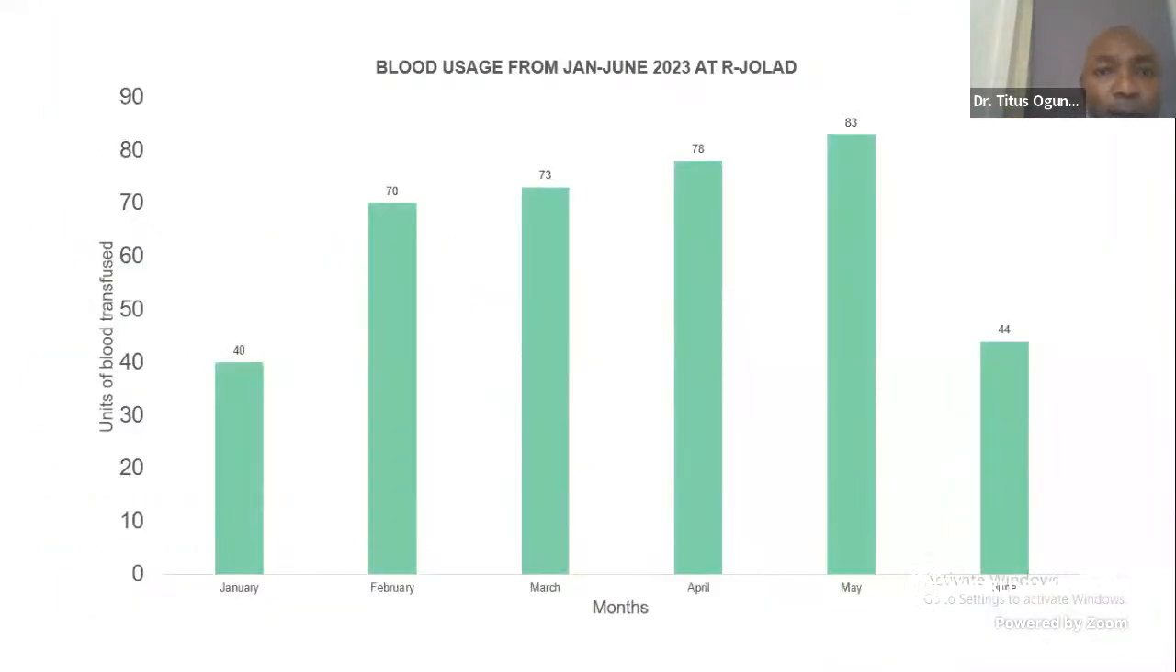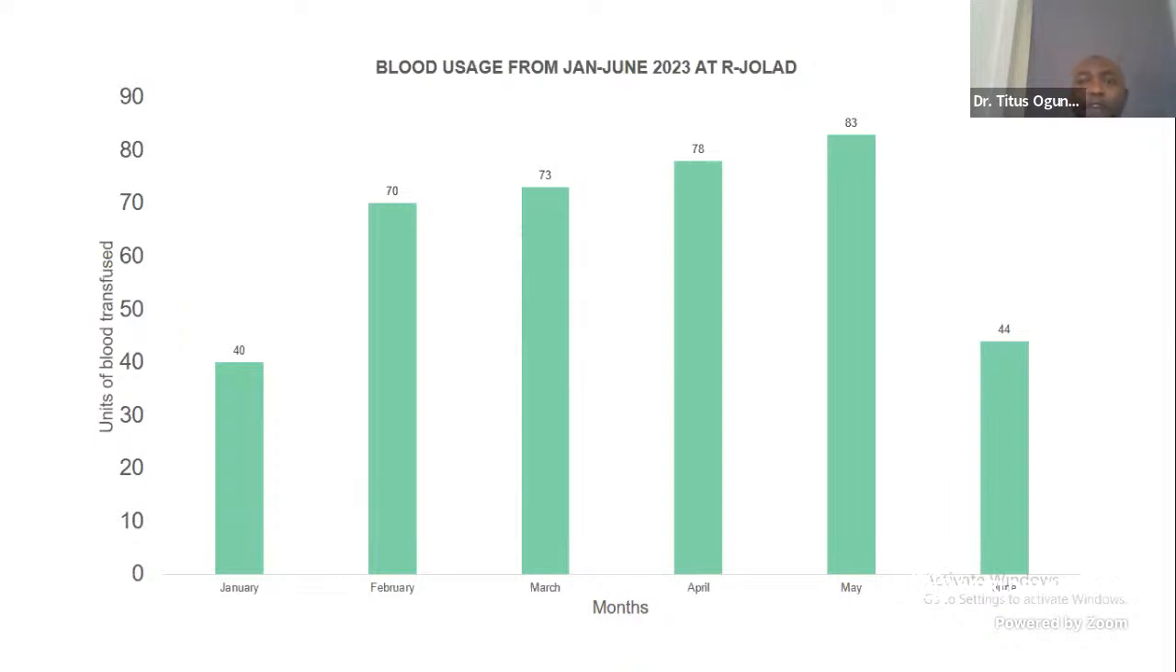Here is our blood usage from January to June 2023 at Harjolat. As we can see, the data collected from our blood bank services at Harjolat show that the least number of units of blood transfused to patients was 40 units, in January, as opposed to May, where we have the highest, which is about 83 units of blood. 83 units of blood was given out from the blood bank.